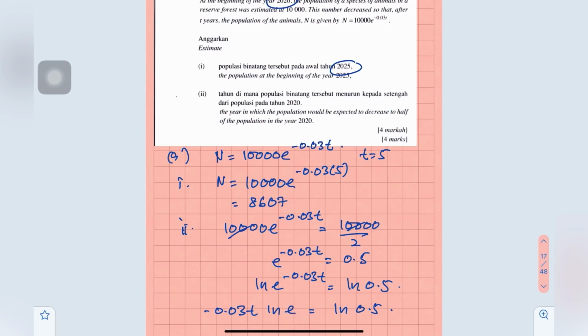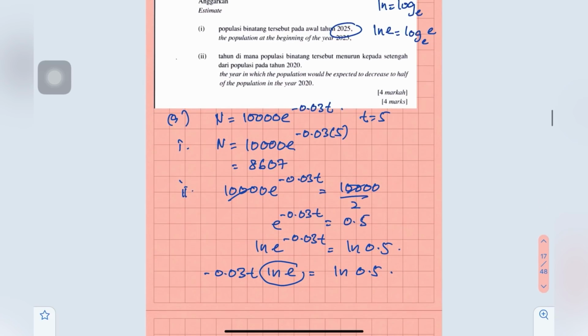Okay, you all kena tahu dekat sini, ln actually log base e. Jadi kalau dekat sini ada ln e, maksudnya log e base e. So log e base e, base e sama kan. Okay, so equals to 1. So ln e ni nilai dia 1. So ni kita dapatlah negative 0.03t equals to ln 0.5.